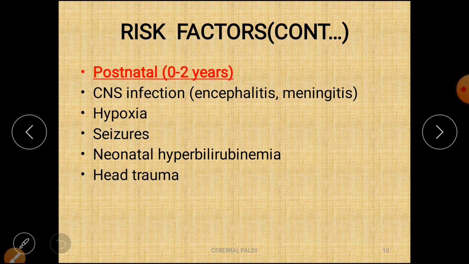Next is postnatal, 0 to 2 years after delivery. So CNS infection, that is encephalitis or meningitis, hypoxia, less oxygen, seizures, neonatal hyperbilirubinemia, which is a more common cause, and head trauma that lead to the chances of cerebral palsy. So these are the postnatal risk factors.